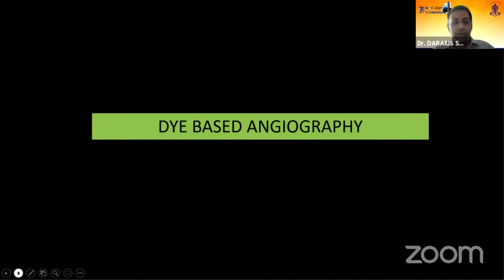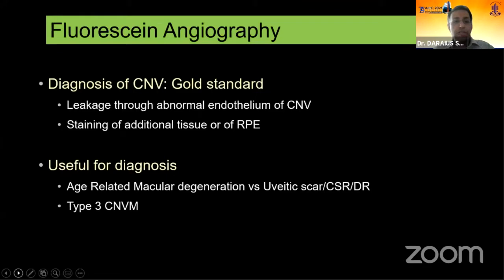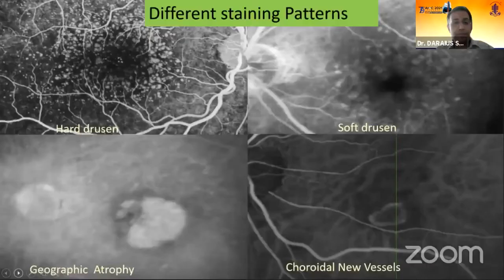So classically, the dye-based angiography is what we used. Fluorescein angiography is, of course, the gold standard. It shows leakage through the abnormal endothelium of the CNV and staining of additional tissue of RPE. And it's useful for diagnosing AMD, especially in cases where there may be uveitic scars. Along with that, there may be CSR or diabetic retinopathy because you can have multiple entities. So this helps us distinguish the lesions from each other and is very useful for type 3 CNVM. So these are the characteristics. You can see hard drusen, soft drusen, geographic atrophy, and the CNV.